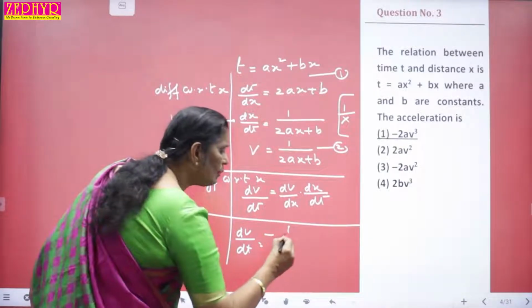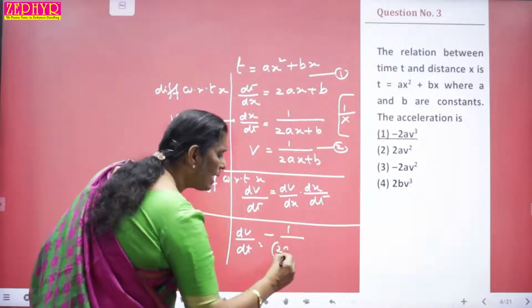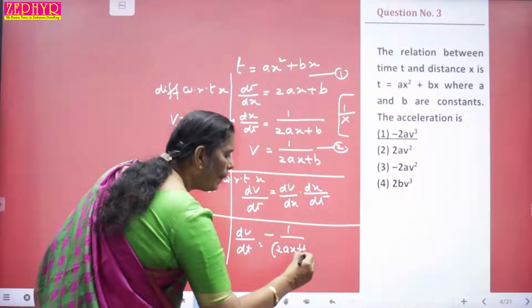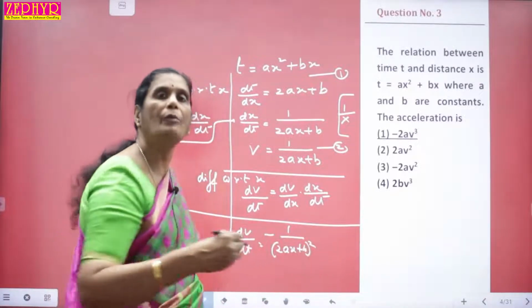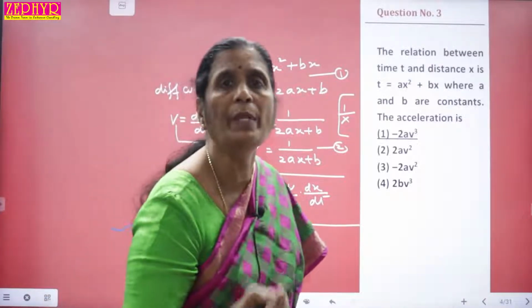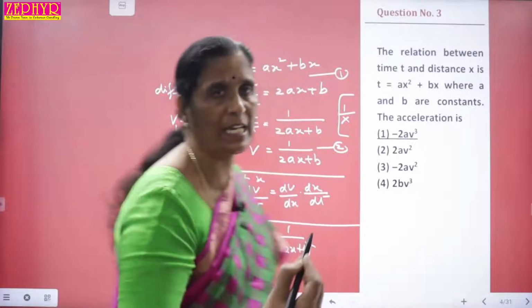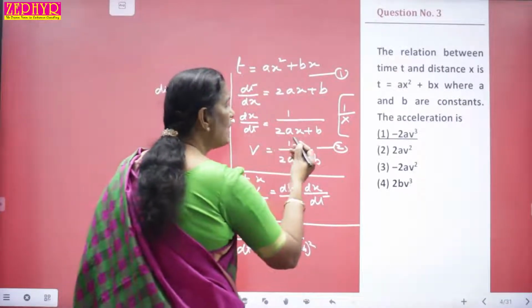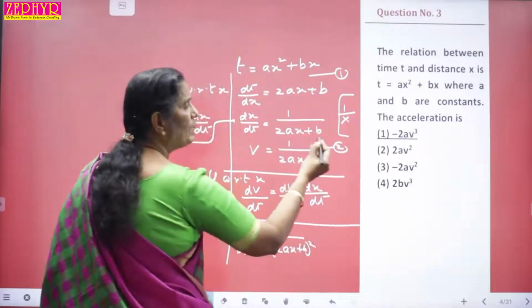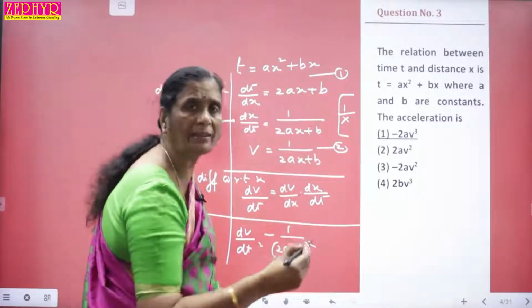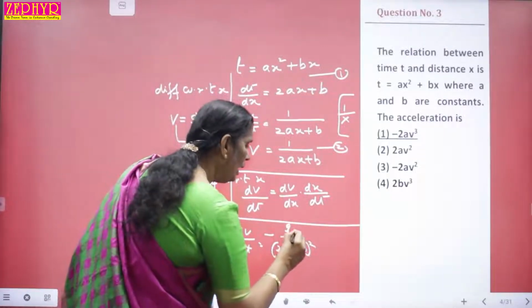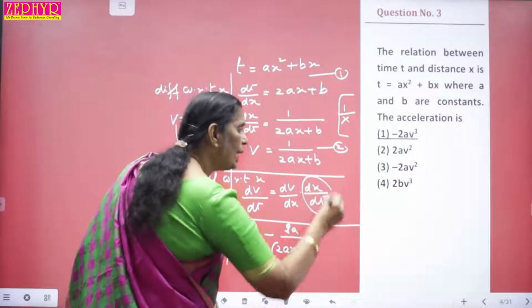So minus 1 by x square, and 1 by something the whole square. The something also we have to differentiate. So we have to differentiate 2ax plus b. 2ax plus b differentiation is 2a into x, 2a into, we have to write this.